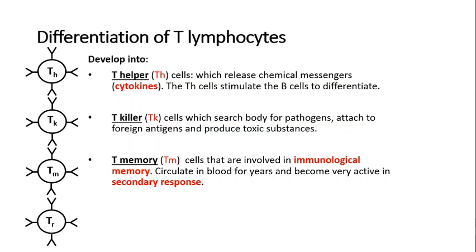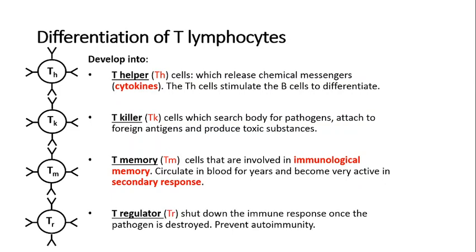T memory cells then will circulate in the blood for many years, so they'll act as immunological memory, which means if we get that infection again, then we'll be able to produce a much faster response. We call that the secondary response. So the T memory cells will help with that. And then you've got the T regulatory cells, which will shut down the immune response once the pathogen is destroyed and prevent autoimmune diseases.